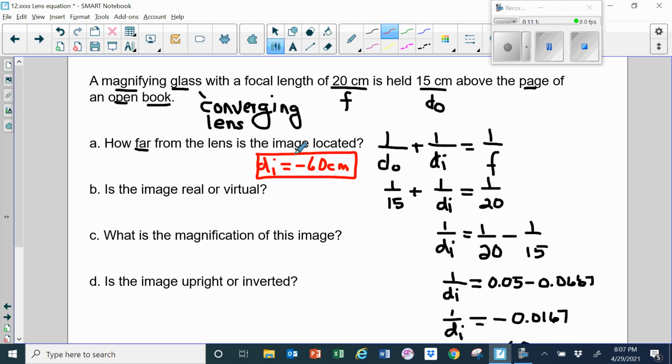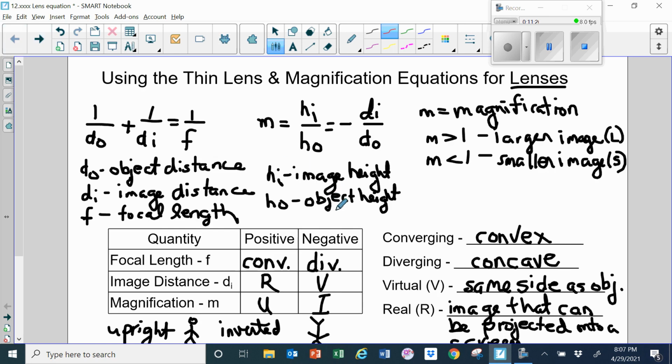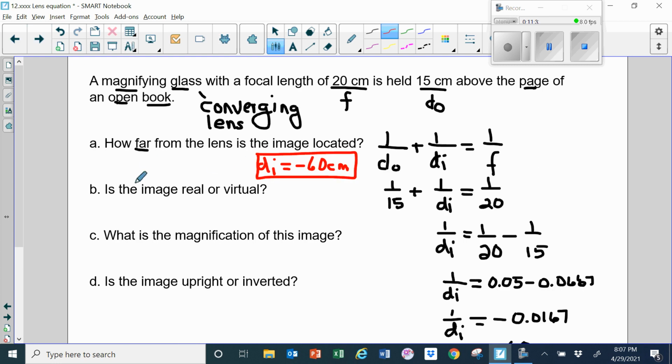So let's go back up and look at the table. On the table, if DI is negative, then the image is virtual, and the image is on the same side as the object. So here, the image is virtual by virtue of the fact DI is negative, and it's on the same side as the object.